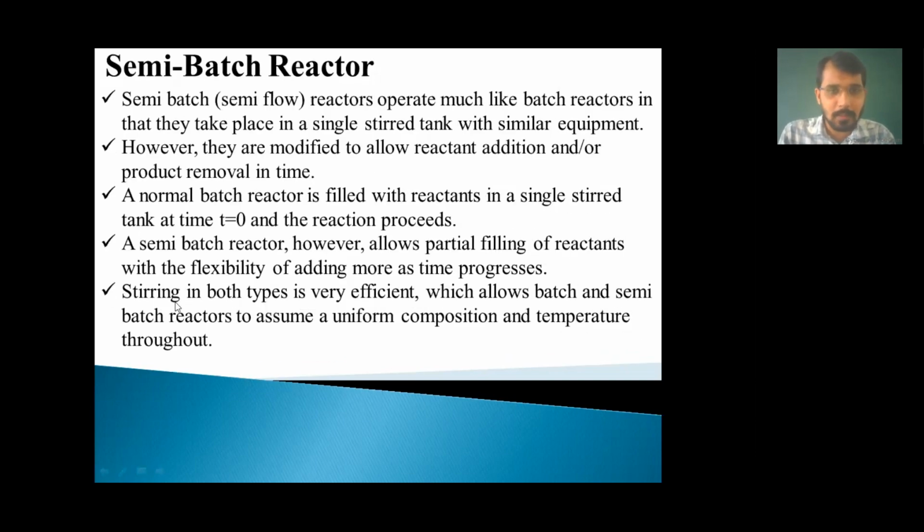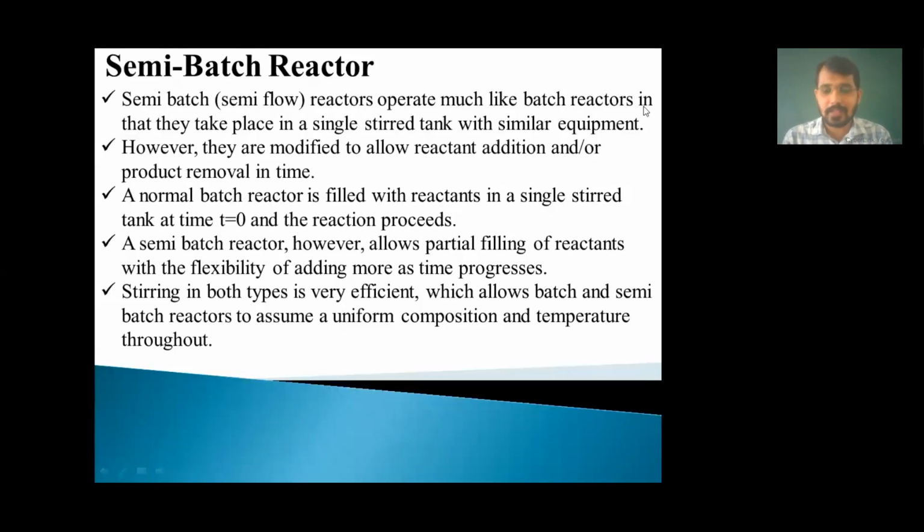In a semi batch reactor you get stirring in a very efficient manner, which allows batch and semi batch reactors to assume a uniform composition and temperature throughout. Because of this, you get uniform composition and temperature throughout the reaction in the reactor. That means uniform composition at every point in the reactor, and uniform temperature at every point in the reactor. You get this phenomenon in semi batch and batch reactors. So this is all about semi batch reactor. Now we will see about continuous reactor.